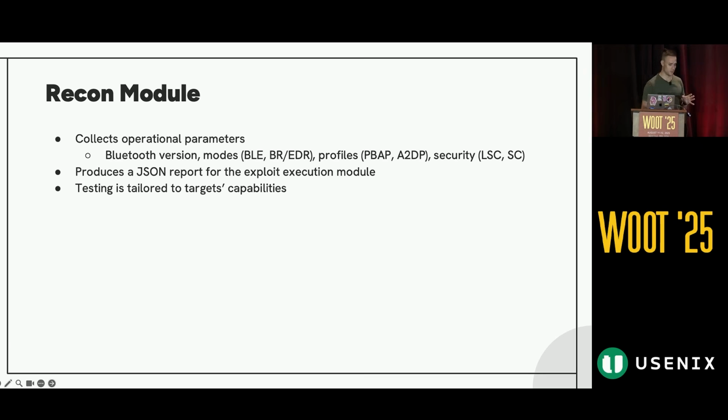So the recon module collects parameters that can be used later on: Bluetooth version, Bluetooth modes, in this case BLE or Classic, possible profiles which are utilized by different applications like music streaming, content sharing or calls, and then the security modes that are used. And this produces a first JSON report that is then used by the execution module to do some tailored testing. So we don't execute random testing against the devices. We actually check: okay, this device supports this security feature, so it makes sense to do this test.